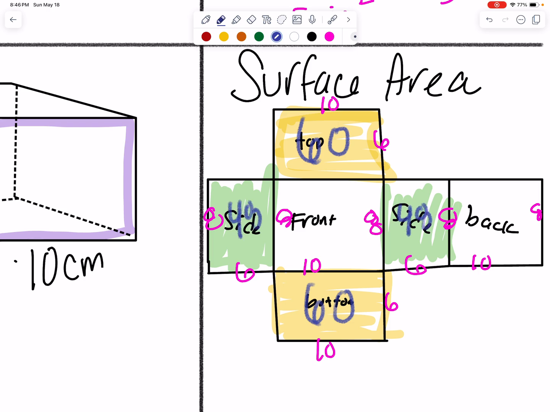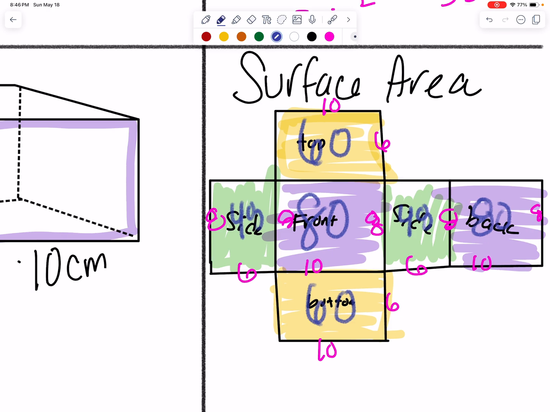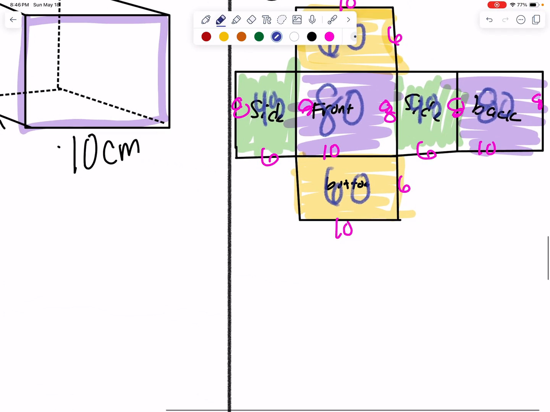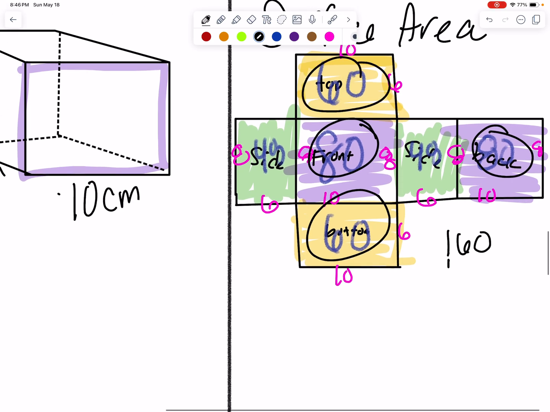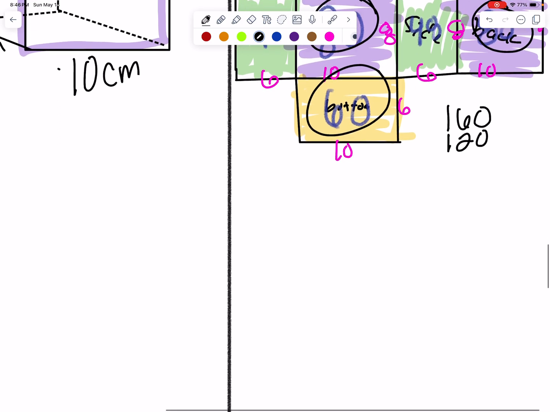So this is 48. And then the last one, let's do yellow. No, I already did yellow. Purple, the front and the back is a 10 by 8, which is 80. And then all I'm going to do is add them all up. 80 and 80 is 160. 60 and 60 is 120. And then 48 and 48, I have no idea what that is, so I'm just going to put it here.